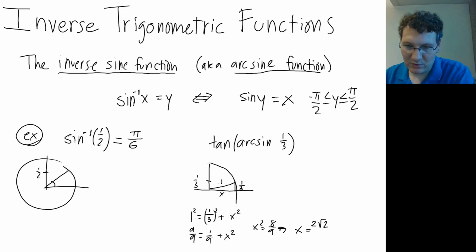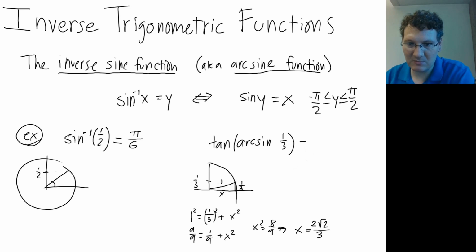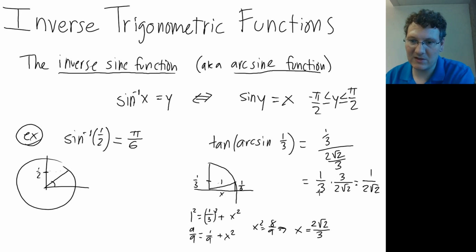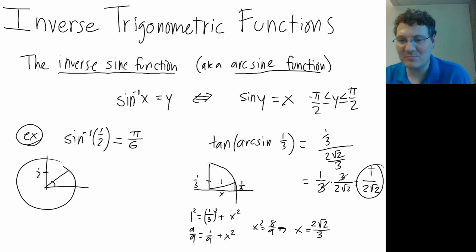That's 2√2 over 3. So if that's the value of x, what's the tangent of such a triangle? The tangent is going to be 1/3 divided by 2√2 over 3, which, doing the division of fractions as multiplying by the reciprocal, is going to be 1 over 2√2, because those 3's cancel. So, like I said, we don't need to find out exactly what the angle is, because once we know the dimensions of this triangle in a unit circle, we can find the tangent of it.